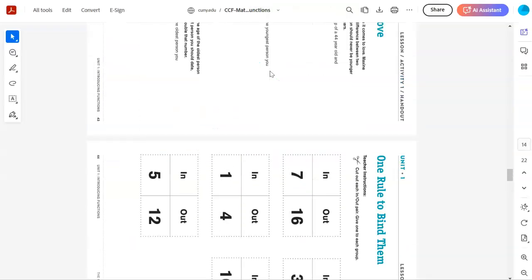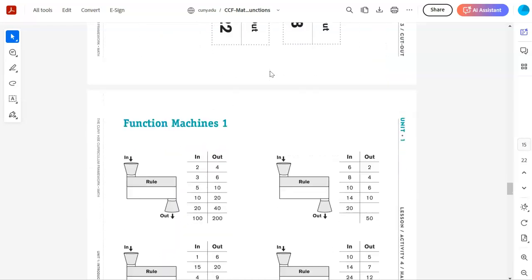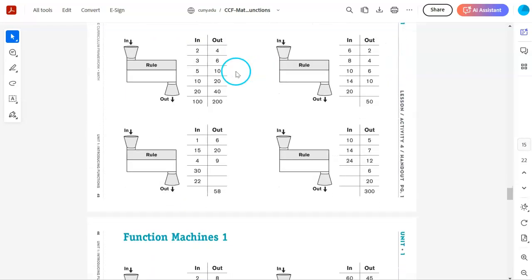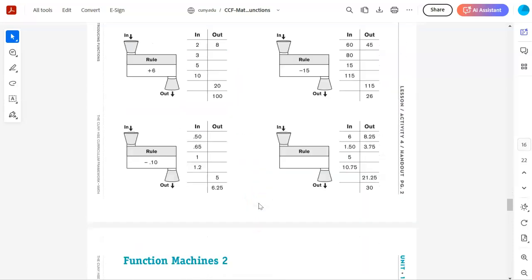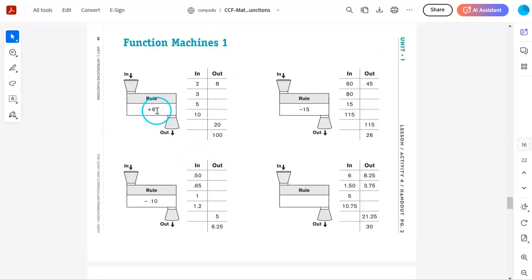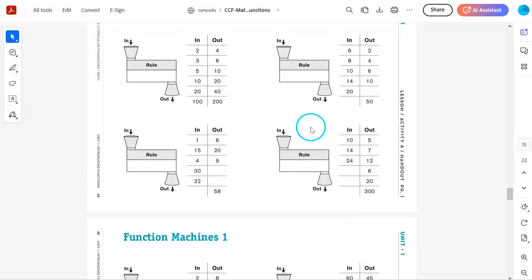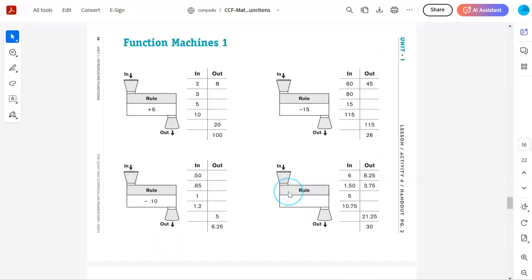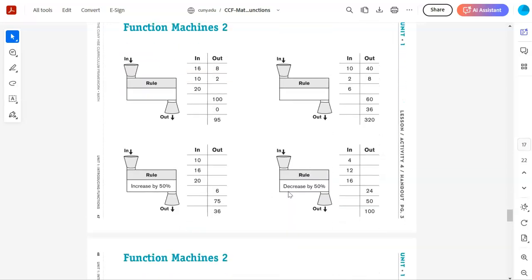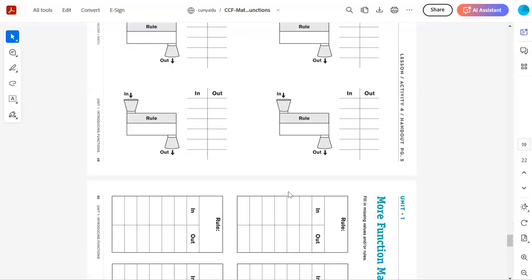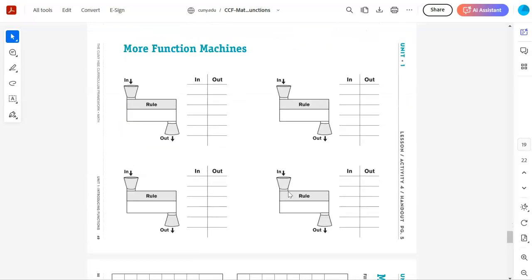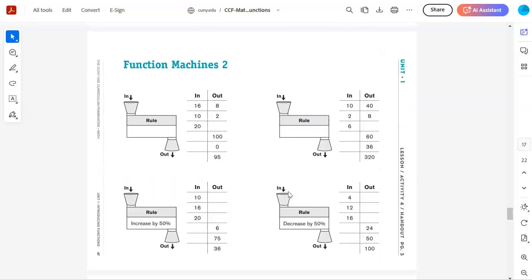This is the page I was interested in showing you, and these are these function machines, and they're given input-output pairs, and then they're given another page with more input-output pairs. Some have rules already stated, some do not, like this one doesn't have rules, and then this one doesn't have anything, so they can create their own. So I've given you the entire thing.